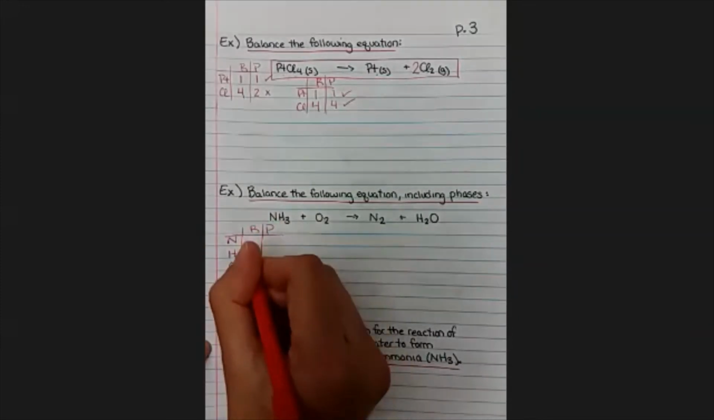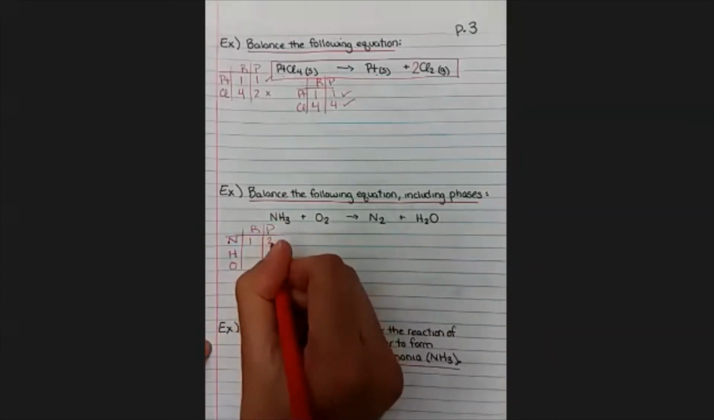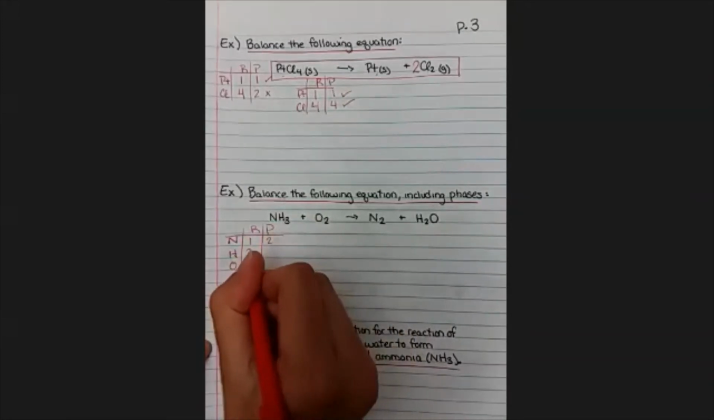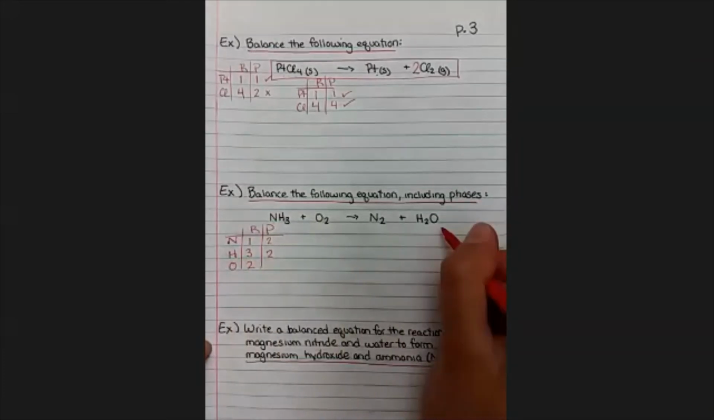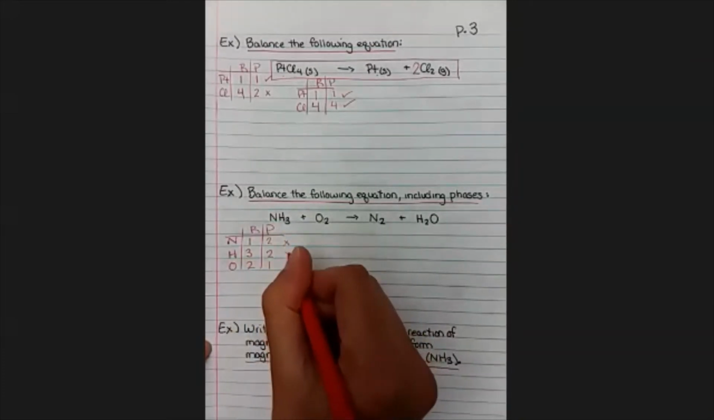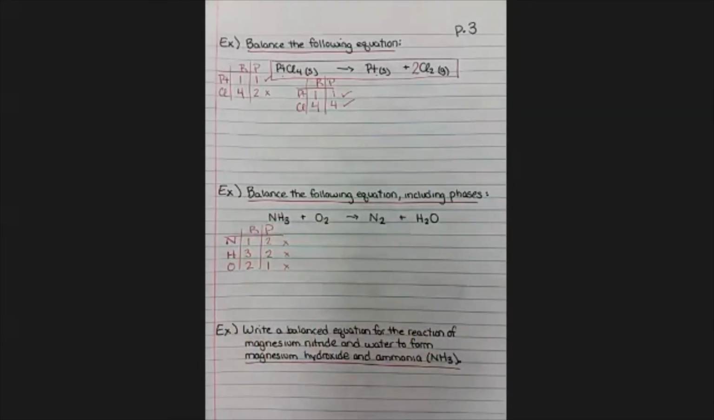On the left side, we've got 1 nitrogen, and on the right, we have 2. On the left side, we have 3 hydrogens, and on the right, we have 2. And on the left side, we have 2 oxygens, and on the right, we have 1. So none of these elements are balanced. We have our work cut out for us.